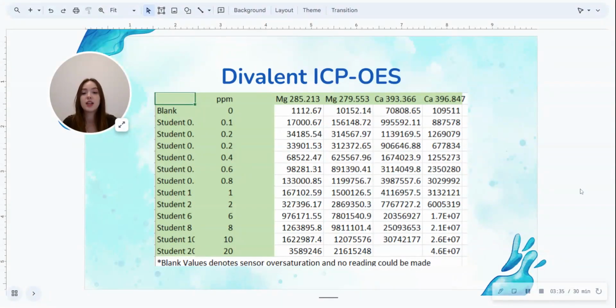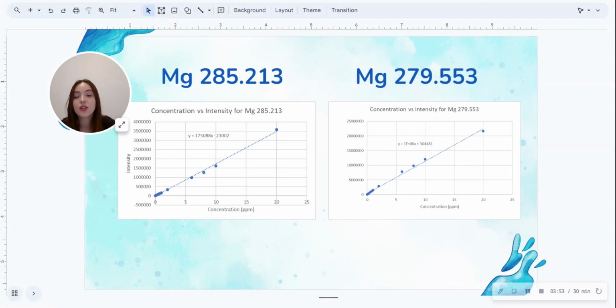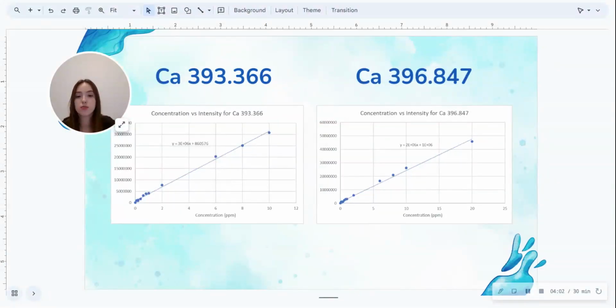Next, we have the divalent ICP-OES, similar to our last one. Each group had a different concentration, and there were different intensities that were shown, and the recorded absorbance levels are shown also on the graph. All right, here are our graphs. They're also linear, just like the first part of our lab, going up. Same thing here for calcium.